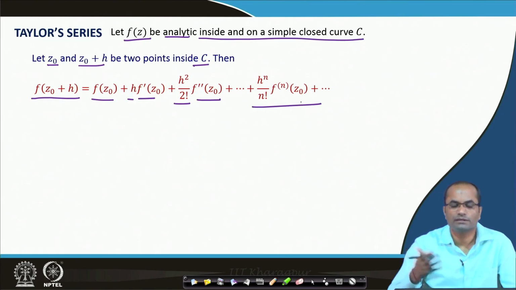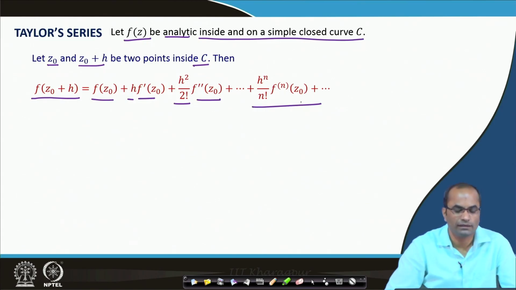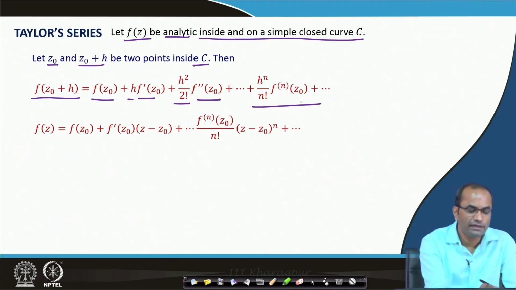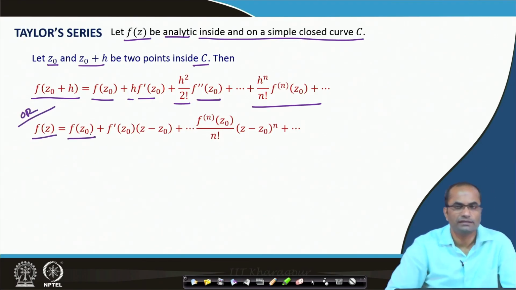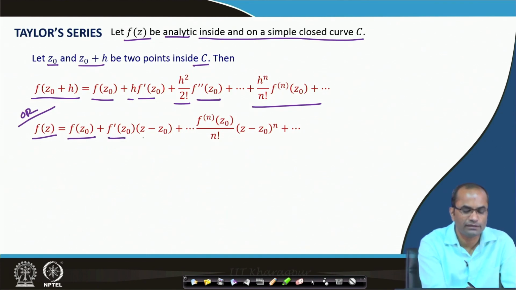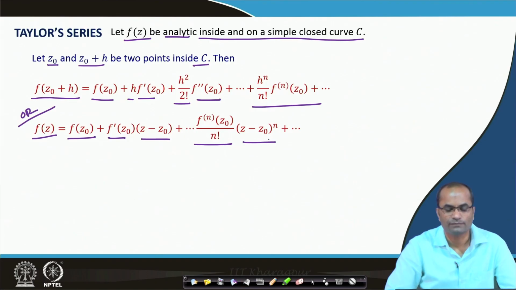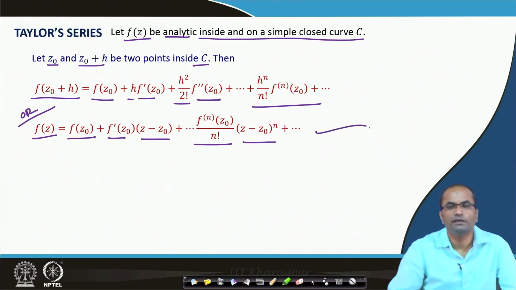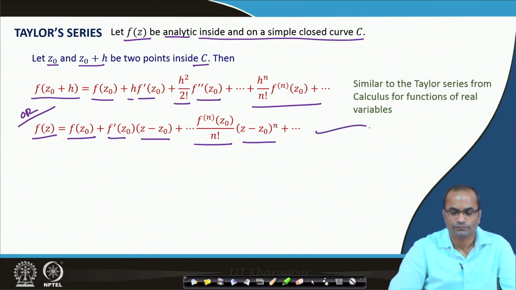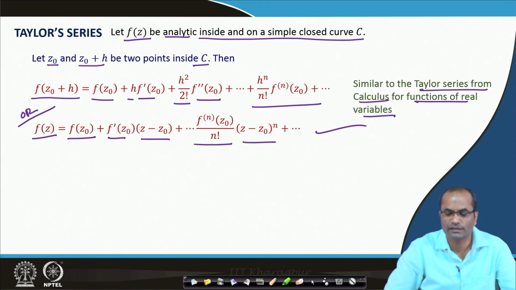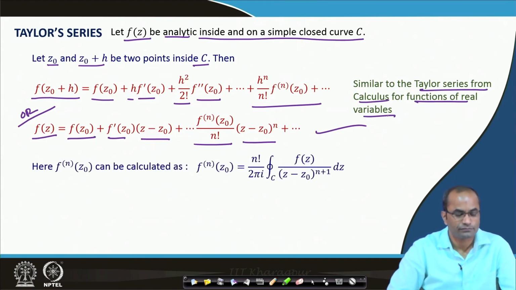So, this is the Taylor series which we know from real analysis as well, or we can write in this form. So, f(z) can be written as f(z0) and f'(z0)(z minus z0), again the nth derivative times (z minus z0) power n, and we can continue with this expansion. So, this is similar to the Taylor series from the calculus which we have studied already in engineering mathematics 1 for functions of real variables.